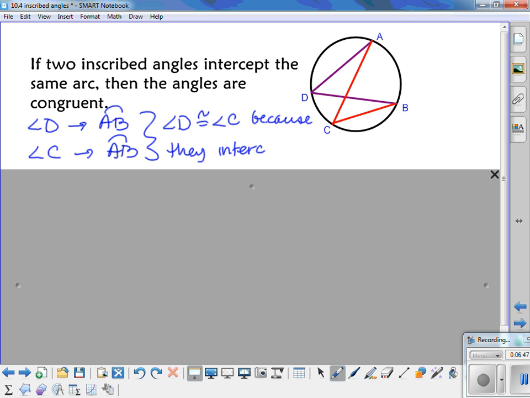Angle D is congruent to angle C because they intercept the same arc.